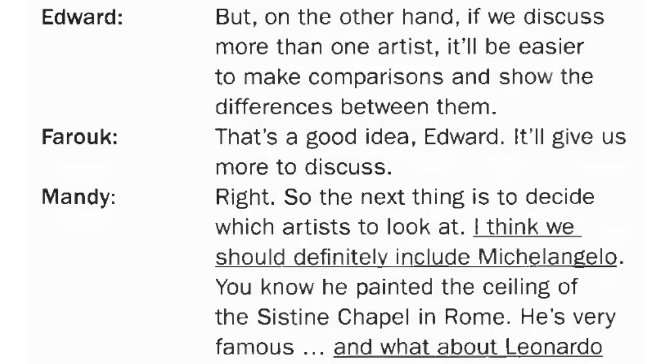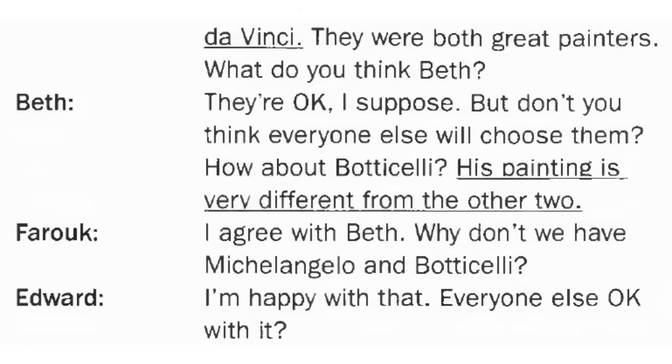Right. So the next thing is to decide which artists to look at. I think we should definitely include Michelangelo. You know, he painted the ceiling of the Sistine Chapel in Rome. He's very famous. And what about Leonardo da Vinci? They were both great painters. What do you think, Beth? They're okay, I suppose. But don't you think everyone else will choose them? How about Botticelli? His painting is very different from the other 2. I agree with Beth. Why don't we have Michelangelo and Botticelli? I'm happy with that. Everyone else okay with it?